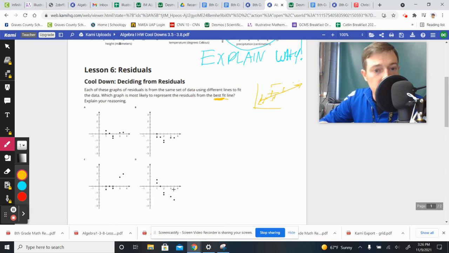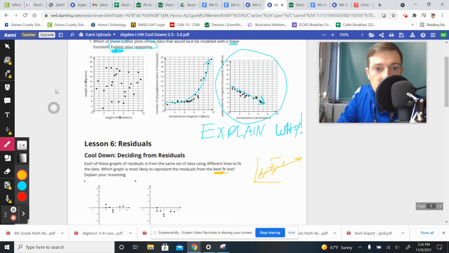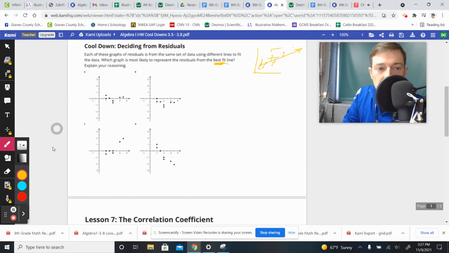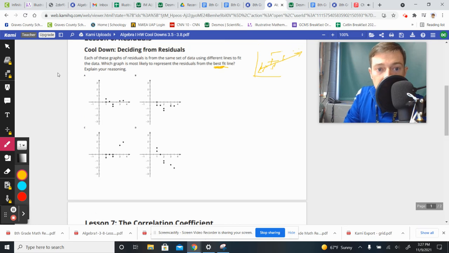So C and D don't jump out to me as being good choices, but a lot of students are going to pick C and D because they feel like it creates a line. And that's not what this question is asking. That was the question yesterday. The question yesterday was which one of these graphs would be modeled by a linear function. That's not what this question is about. The linear function is already representing one of the graphs.